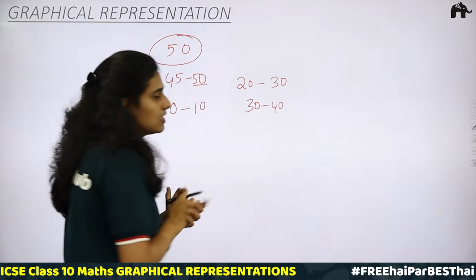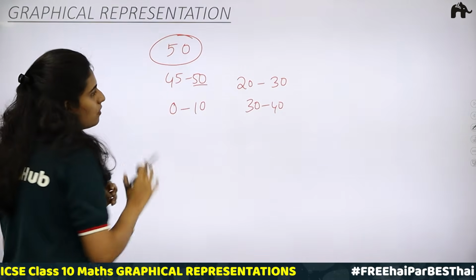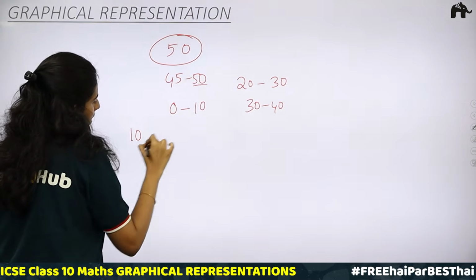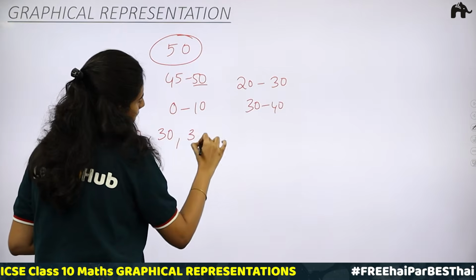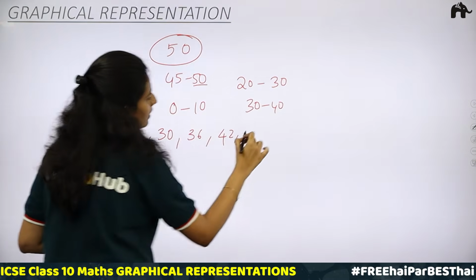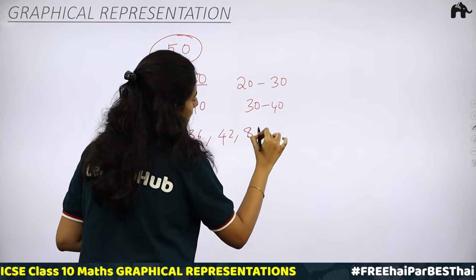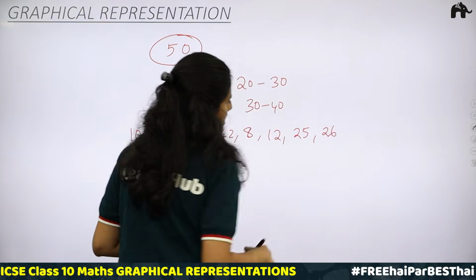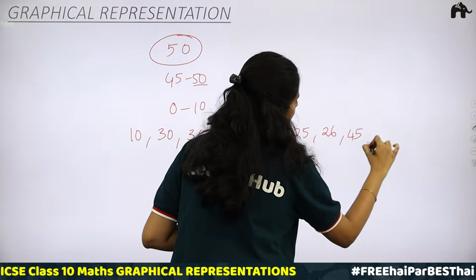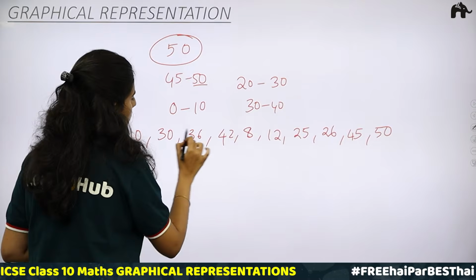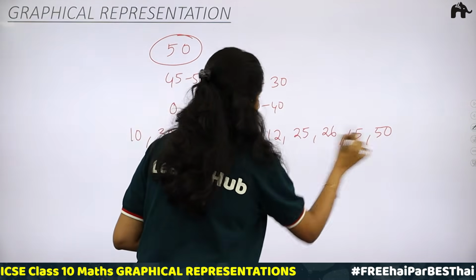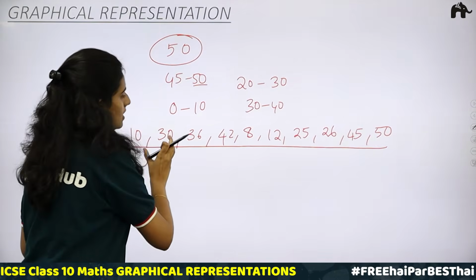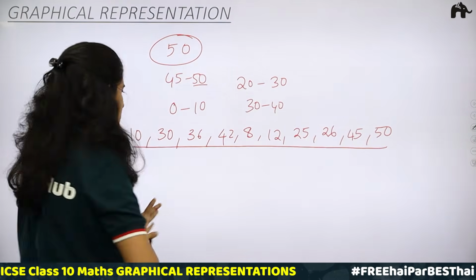Let us take that a mathematics exam was conducted and the marks of a few students are 10, 30, 36, 42, 8, 12, 25, 26, 45, 50. We are taking the case of 10 students. So, these 10 students have scored these marks. The exam was conducted out of 50.